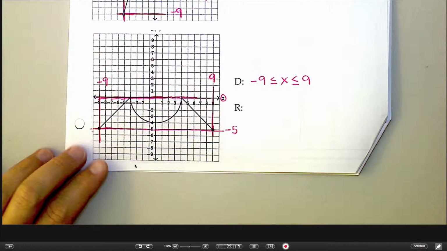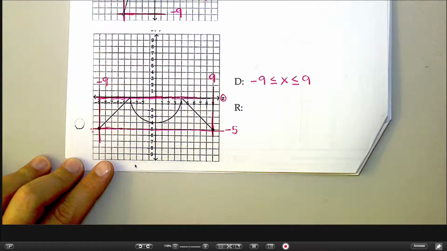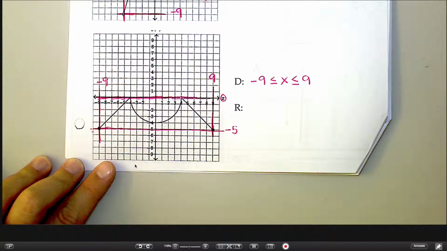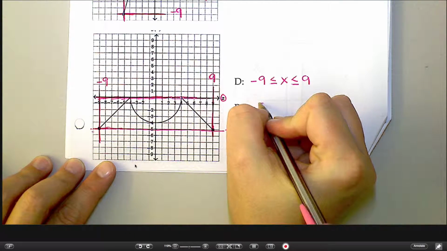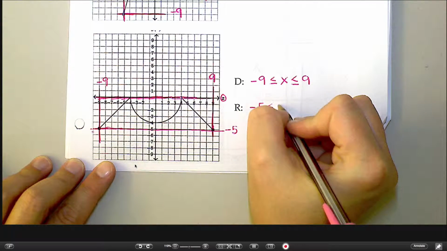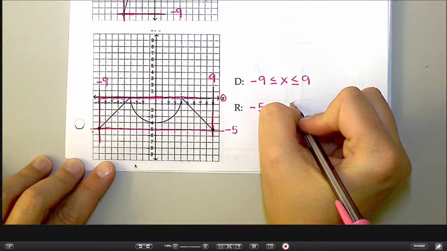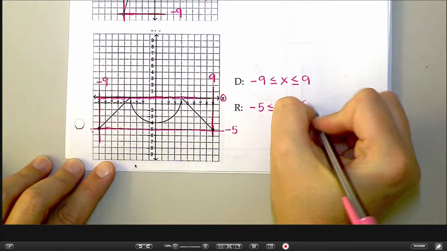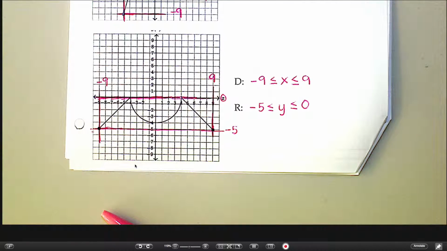Okay, who thinks they can write my notation for this one? Franklin, do this one. -5 less than or equal to y, and less than or equal to 0. Okay, good. Anyone feeling lost? Anyone feeling like they have no idea where I got those numbers from? So everyone's feeling all happy and secure and life is good?